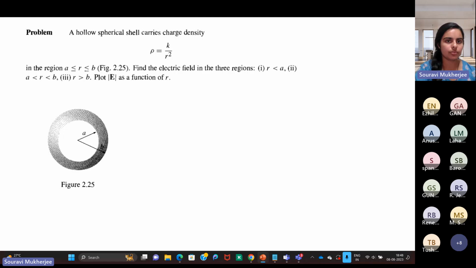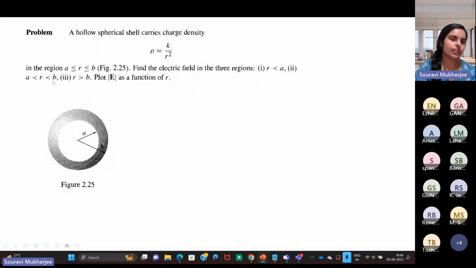You have a volume charge density which is distributed over this annular region, over this shell. Yes, it should be 0. Why? Because there is no charge enclosed anywhere for r less than a. So for 1, it should be 0.